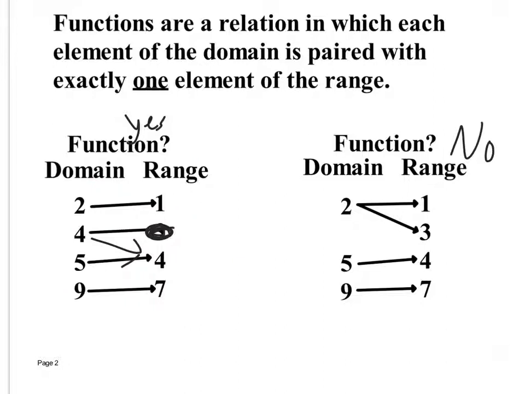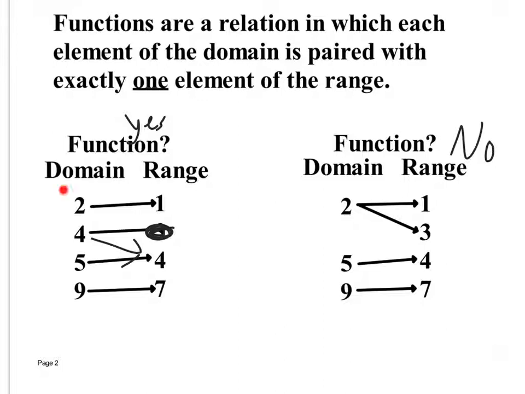Right? Is the domain only paired with one of the range? Is 2 only paired with 1? Is 4 only paired with 4? Is 5 only paired with 4? Is 9 only paired with 7? So how is it not a function? Right? It is. This is still a function.